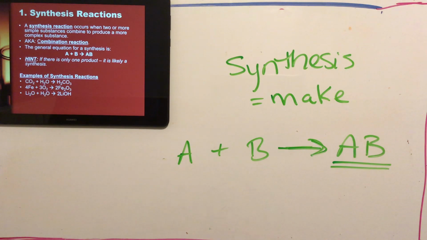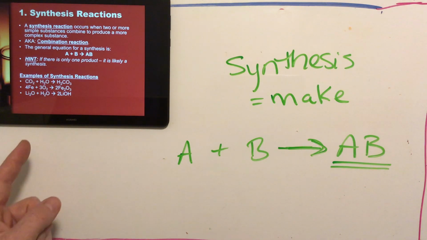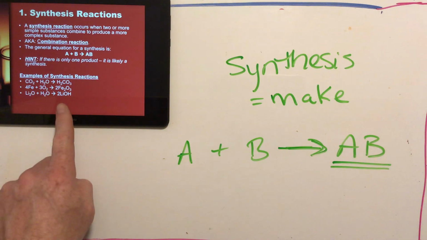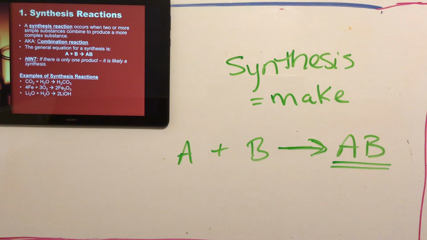Some examples I can see here. I've got carbon dioxide and water coming together to form carbonic acid. I've got iron and oxygen coming to form iron 3 oxide or rust. And I've got lithium oxide and water forming a base, lithium hydroxide. So we'll go over several of these again. I'll give you some examples.